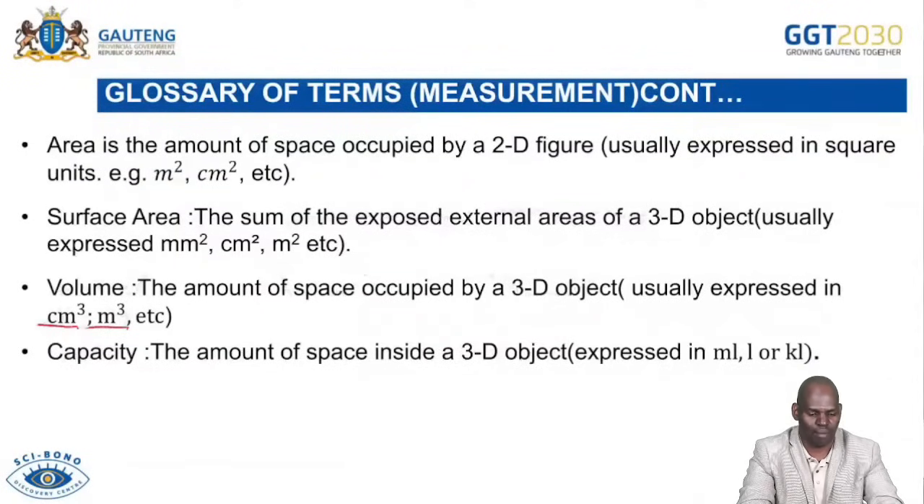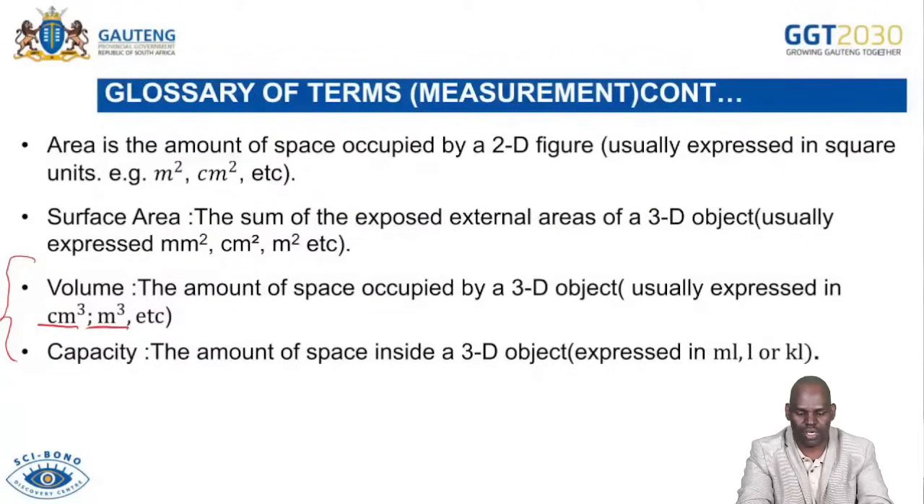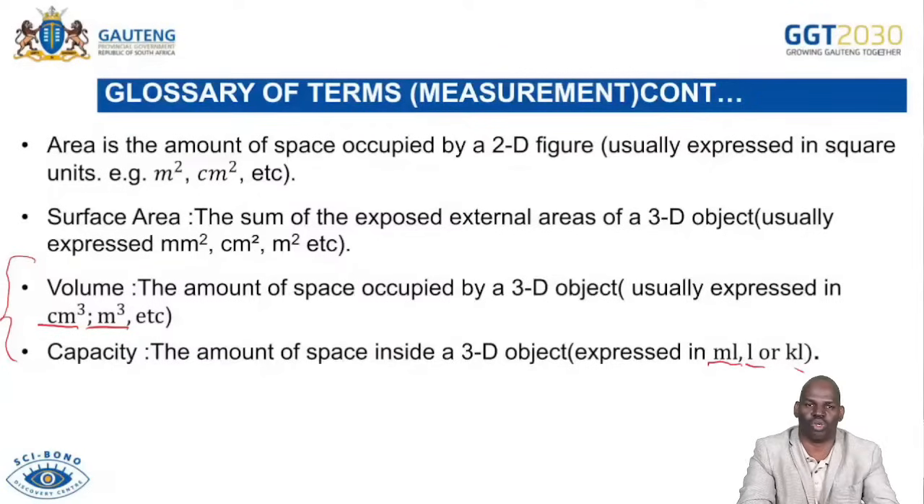And then we've got capacity. Most of you are struggling to differentiate between the two, so just make sure that you get it right. Volume is the amount of space occupied by a three-dimensional object, while capacity is the amount of space inside a three-dimensional object. And then the capacity is measured in milliliters, liters, or kiloliters. In some cases there's a relationship between volume and capacity. That is where in some cases the examiner will expect you to calculate the volume and then after that convert the volume to capacity. Let's say, for instance, you calculate the volume and then you get your volume in meter cubed. So your answer will be in meter cubed.